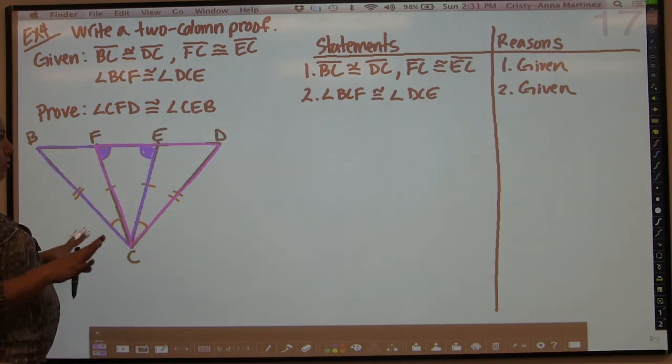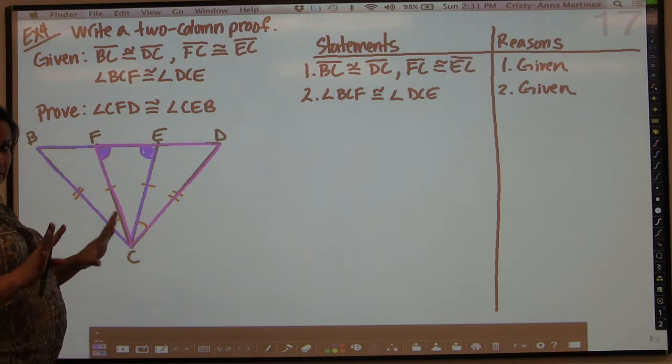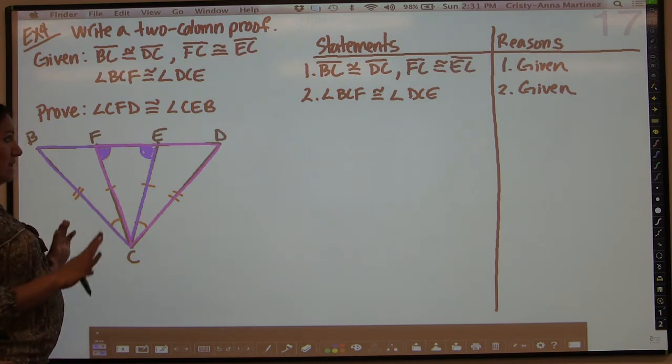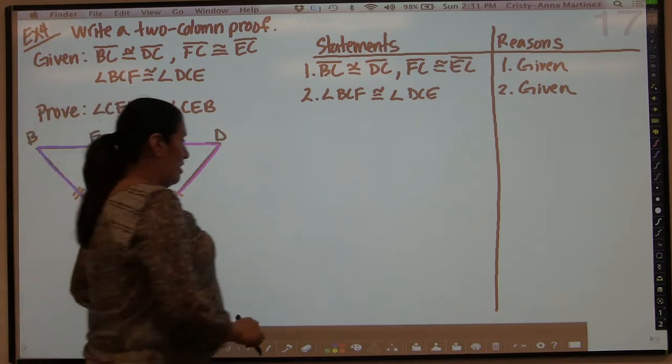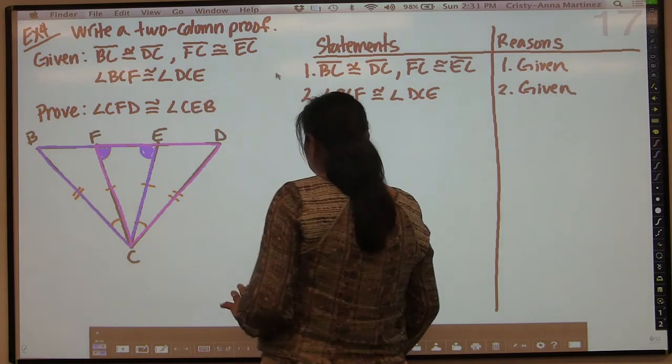But anywho, so again, our plan right now is, first and foremost, if you're already scared, let's just take a step back. And the first thing we have to do is prove that these two smaller triangles are congruent. So let's do that first, and then we'll worry about everything else later.